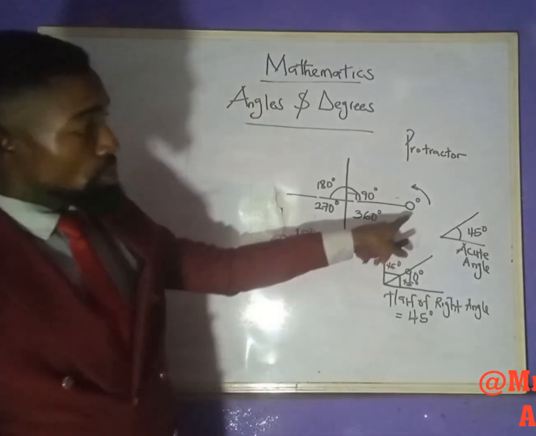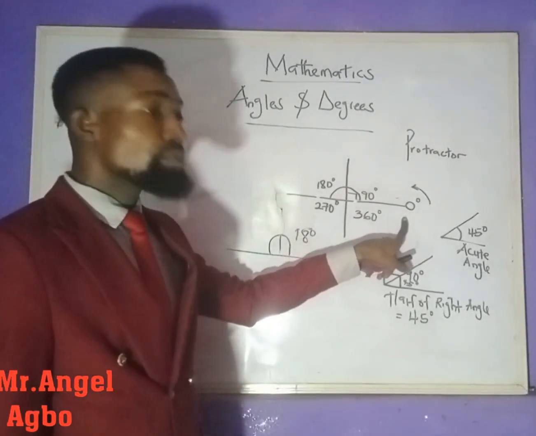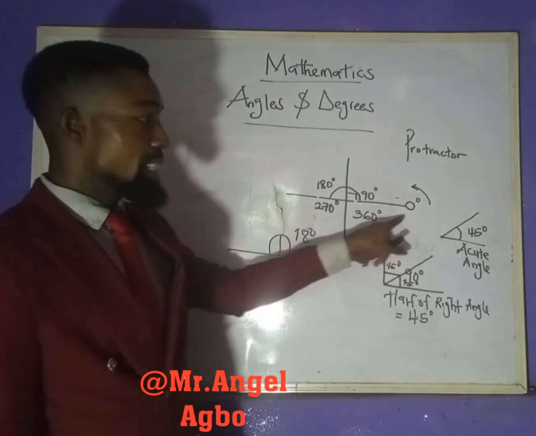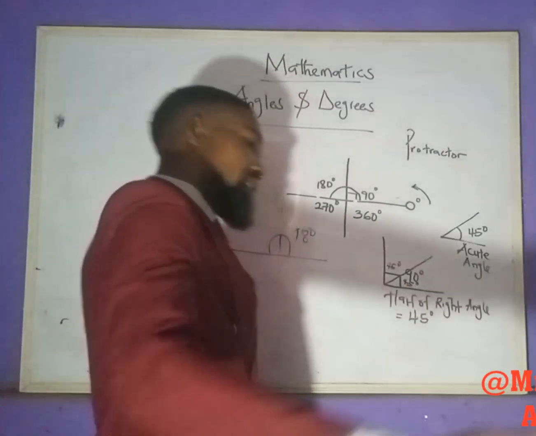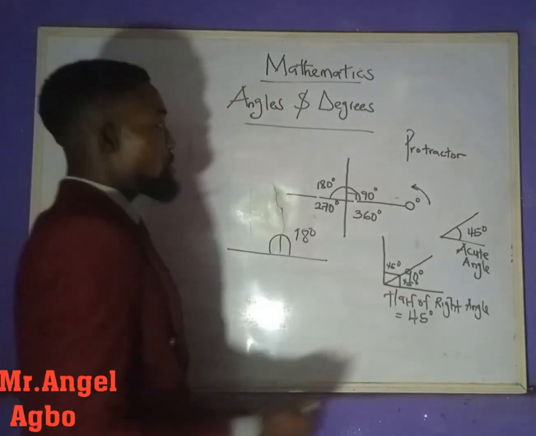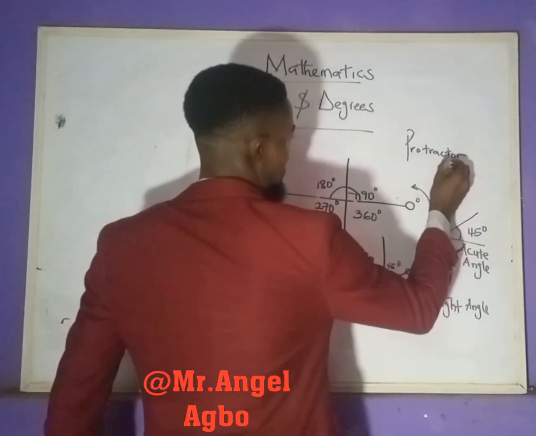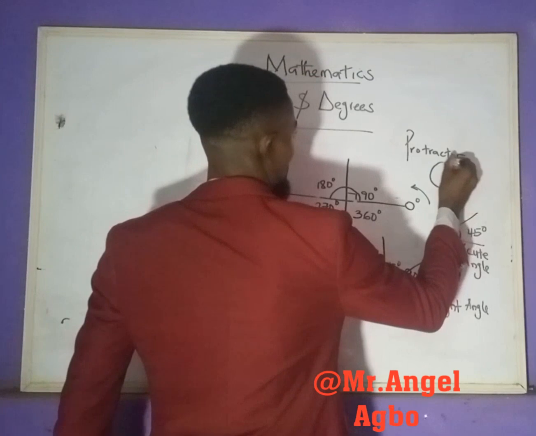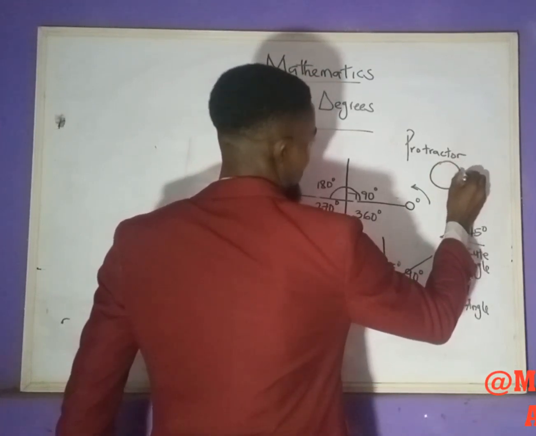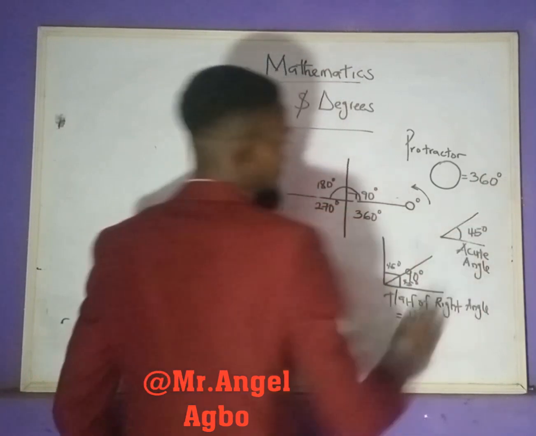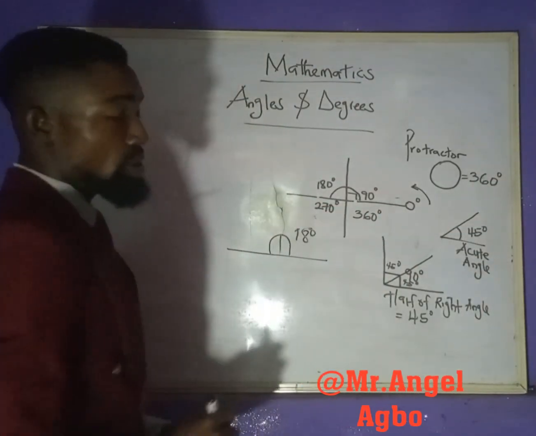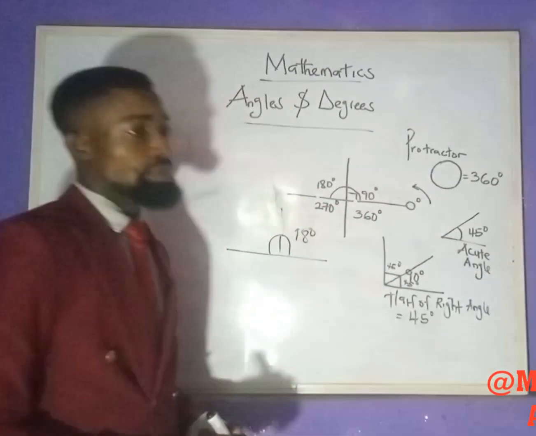That brings you back to where you started from. But why is it that it's 360 instead of zero? The reason is it takes you round just like a roundabout, and it gives you a full circle. We can now say that the circle is equal to what? 360 degree.